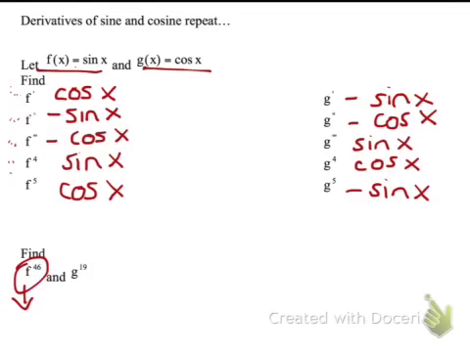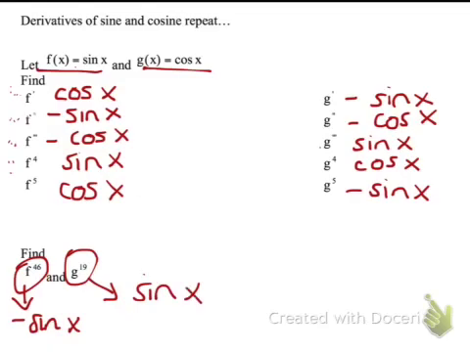Which would be what? Negative sine. Same thing with cosine. What's the 19th derivative of cosine? Every 4 it's going to repeat. So I'd have 4, 8, 16, then 3 left. So this is really the same thing as the third derivative, which is sine.